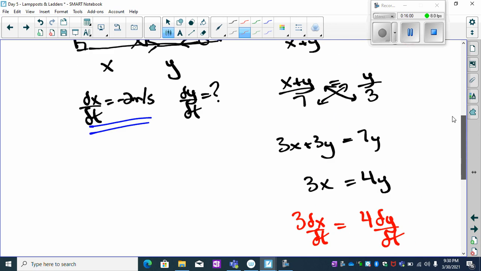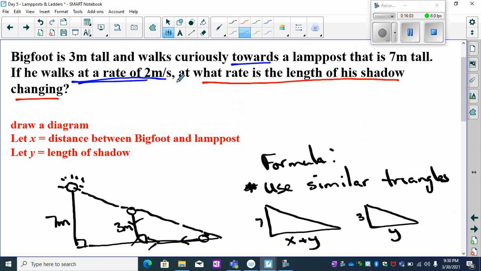How do I know it's meters per second? Look at the units. Same as this one.